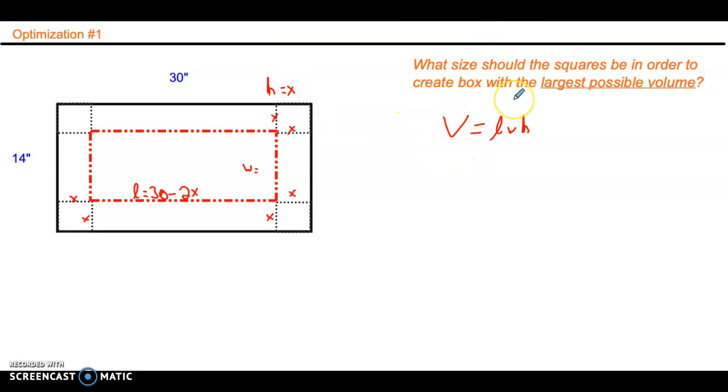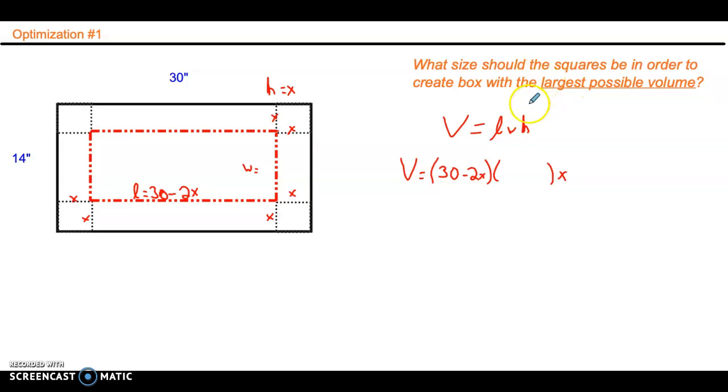Okay. We are trying to find the largest volume. So, the volume is the equation that we are going to take the derivative of. We have an equation for length. Start writing the equation. Volume equals the length, 30 minus 2x. I gave you the idea for the width. It was 14 all the way across. We took out 1 x, we took out another x. The height is x. Now you've got an equation with one variable.